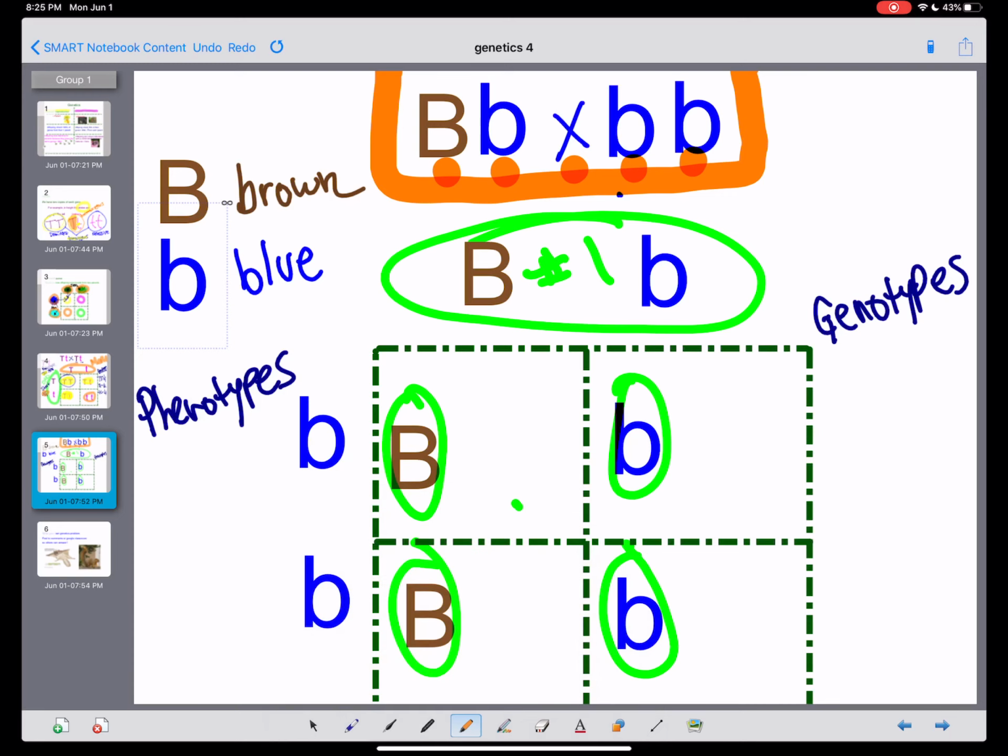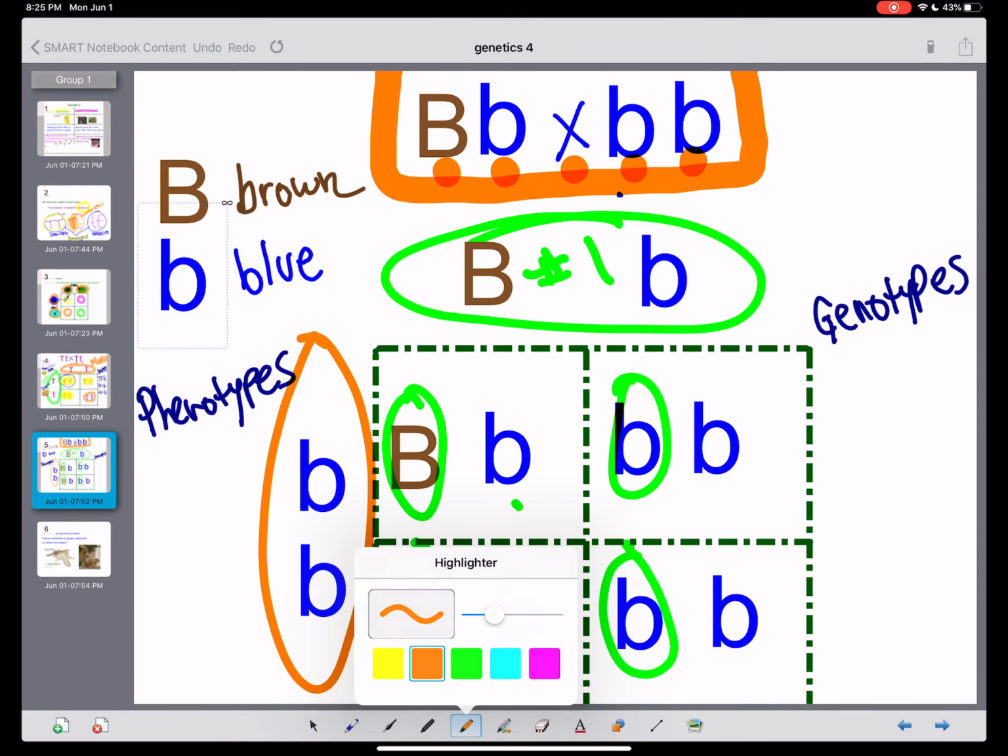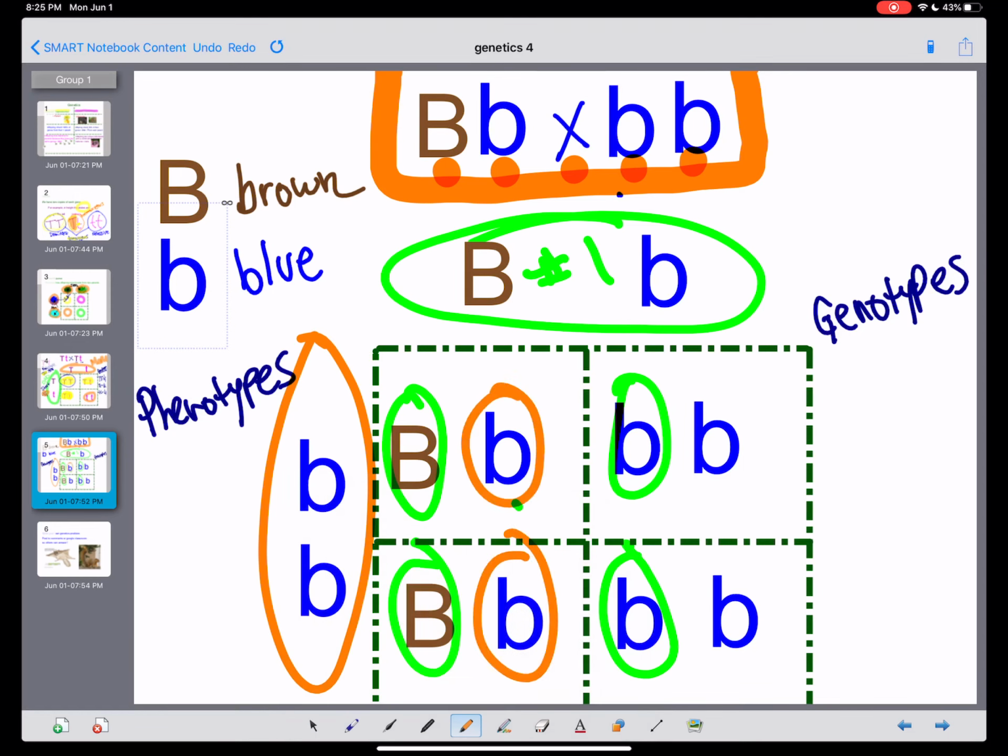Let's move on to parent number 2. Parent number 2 is donating all lowercases to the party. So when we take this first lowercase allele and bring it across, it fills up the first row. And then we do the second thing with the second row, contributing a lowercase b, or a recessive allele, to each box. And we will circle those so you can see exactly which copy of each gene came from each parent.